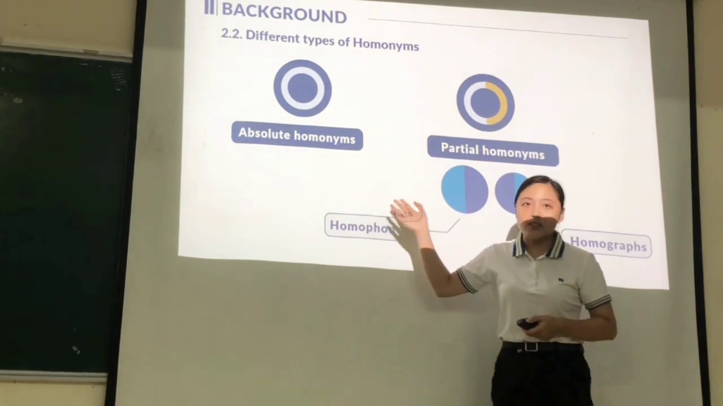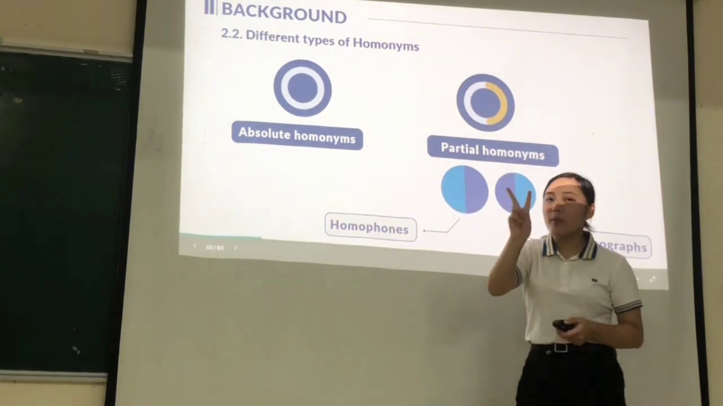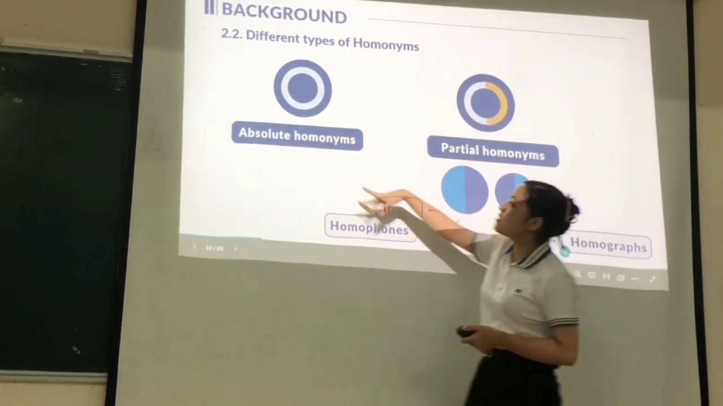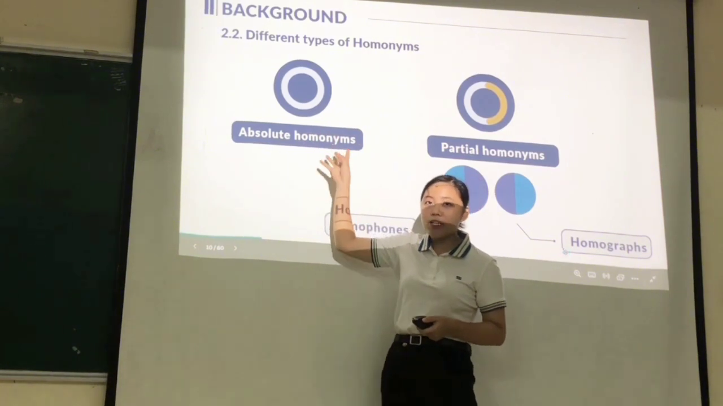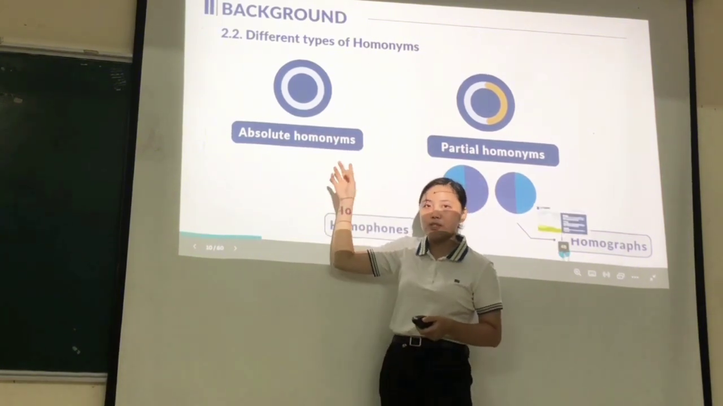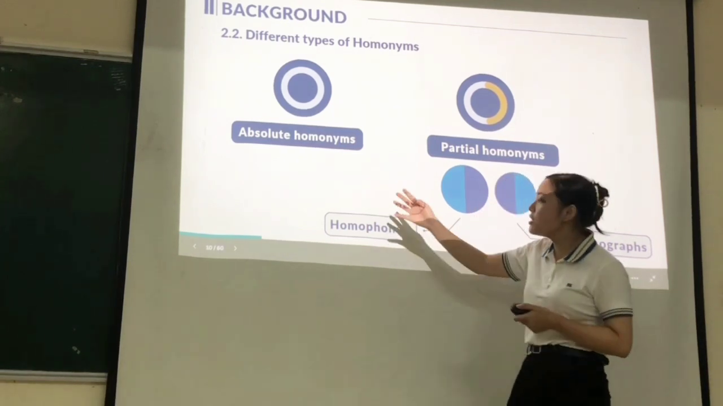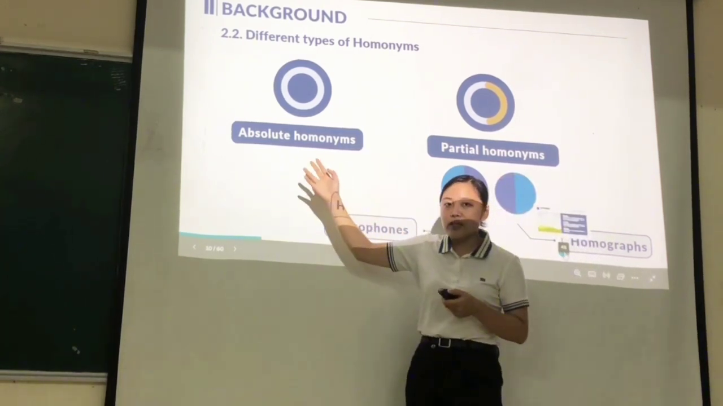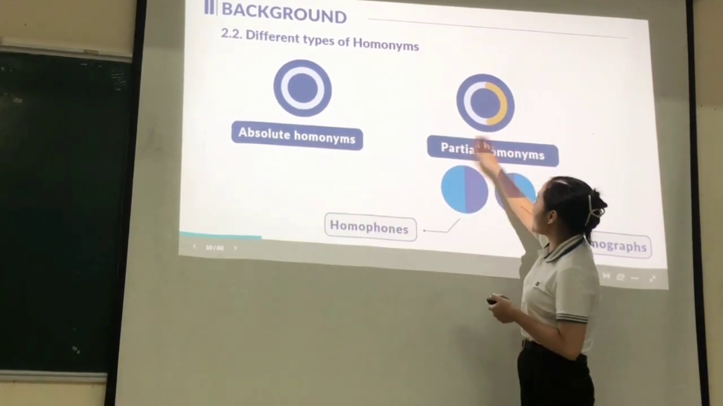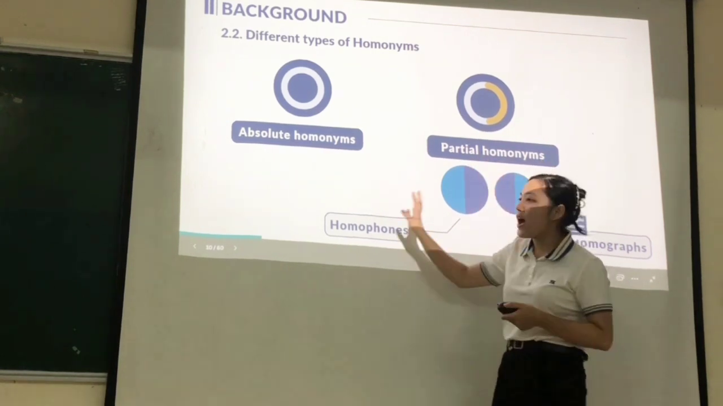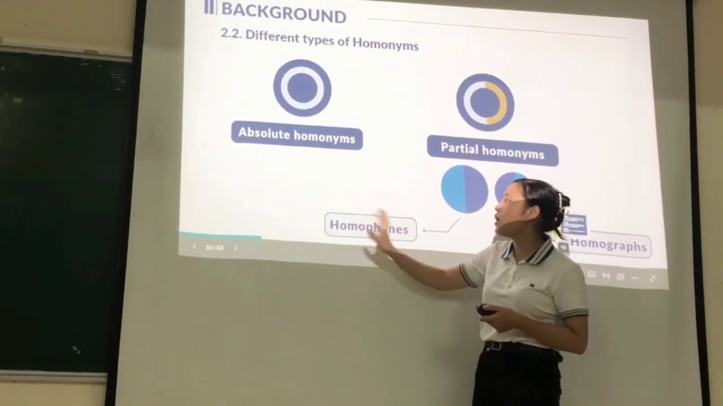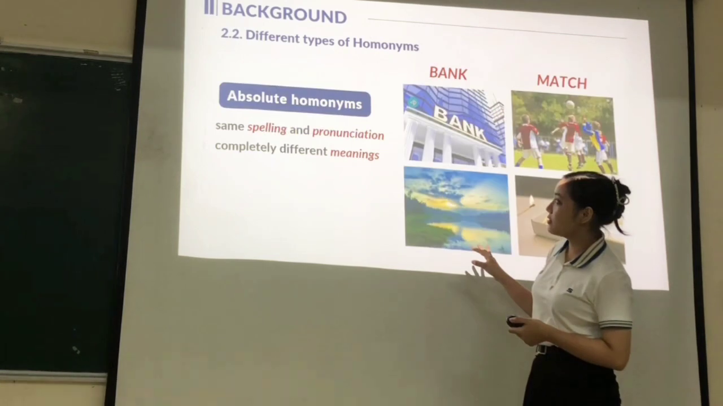Our research mentioned 2 main types of homonyms. The first type is known as absolute homonyms or full homonyms, which are words that have the same spelling and pronunciation, but have a different meaning. And the second type is partial homonyms, which include homophones and homographs.